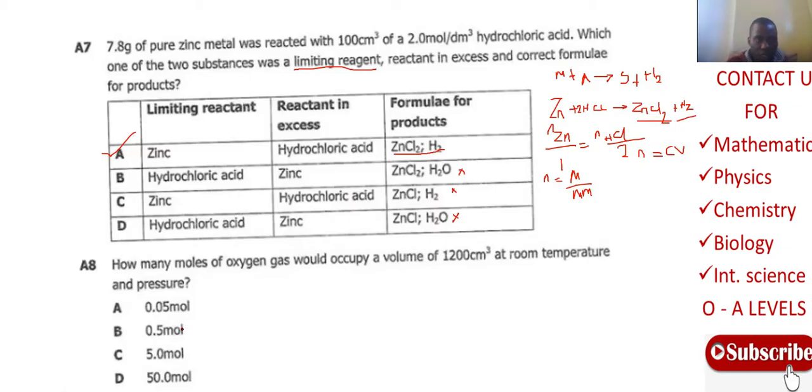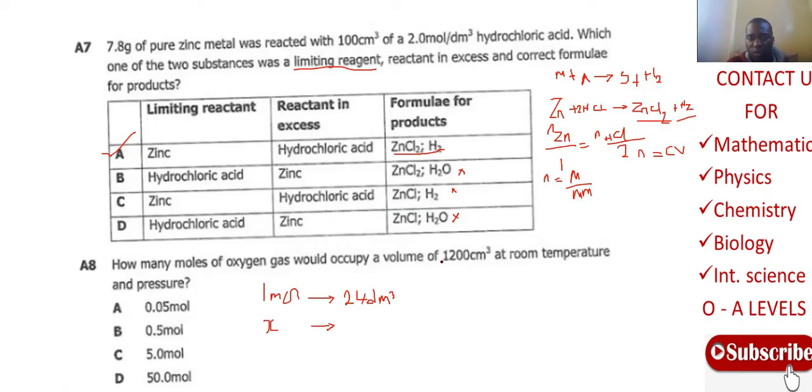Question 8 reads, how many moles of oxygen gas would occupy a volume of 1200 centimeters cubed at room temperature and pressure? Now, at RTP, there is a simple rule. 1 mole of any gas at RTP occupies a volume of about 24 decimeters cubed. Now, how many moles will actually be equivalent to the volume that would be given?